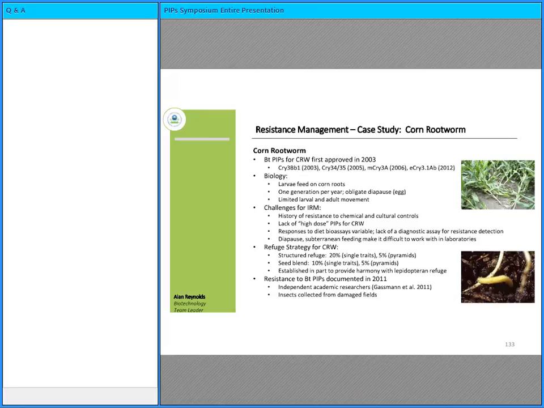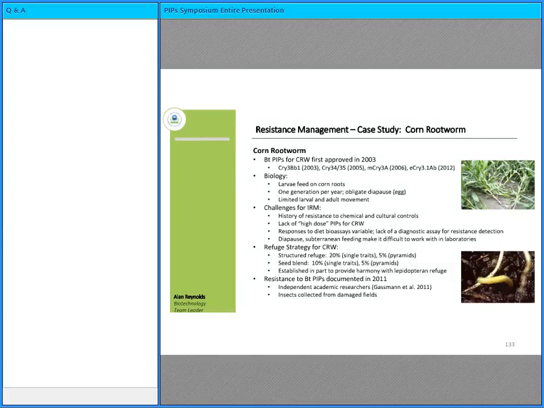And on the next group of slides, I'm going to turn to a specific case study. The insect I picked is probably one of our more challenging ones, corn rootworm, but I think it'll be very helpful to illustrate some of the concepts that I've discussed on the previous slides and how we specifically incorporated them into this specific resistance management strategy. Okay, so to date we've had 4 Bt PIPs that have been registered for corn rootworm, and these were registered starting in 2003 through 2012.